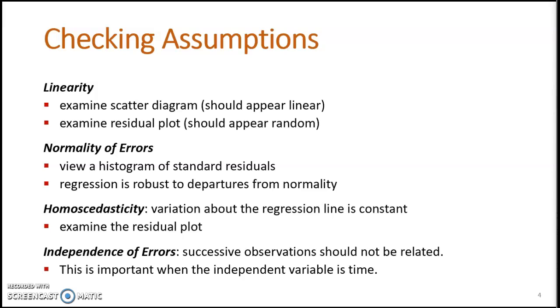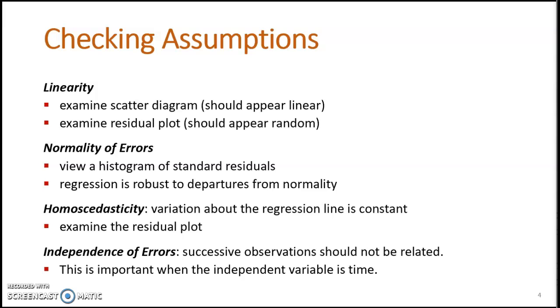The third assumption made is homoscedasticity, which is that the variation about the regression line is constant for all values of the independent variable. This can also be evaluated by examining the residual plot and looking for large differences in the variances at different values of the independent variable.